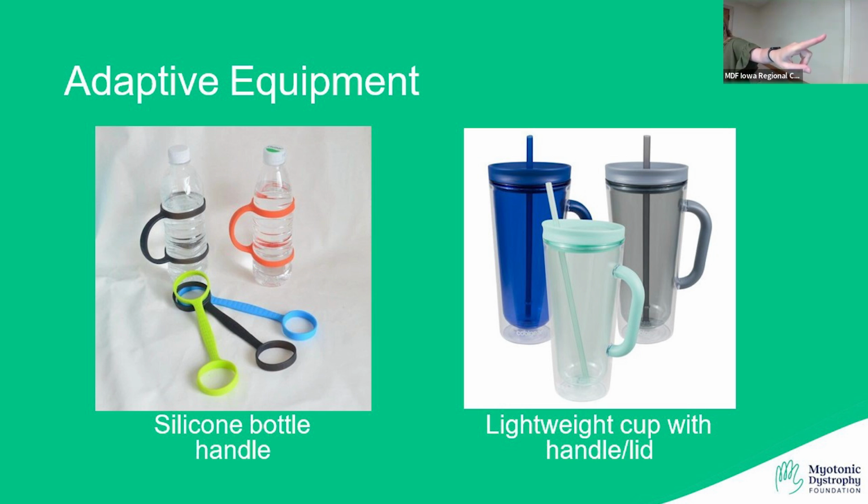But I've had good luck with these silicone bottle handles because you can use them on reusable water bottles. You can put them on cans. If you're out and about, that's something you can, again, have in your bag. How difficult are the silicone bottle handles to put on? It takes some stretch to get that on there. That's a good question. So if grip strength is challenging, you may need help with that.